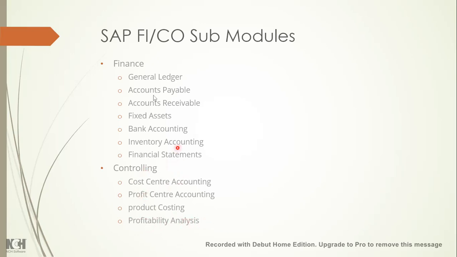Both these modules, finance and controlling, are exclusive to each other, and if you want to get training, you need to first focus on one of them. You cannot get expertise in both of them at the same time. So you need to first identify which one you want to go for, and accordingly you get the training and you can get the certification later on.